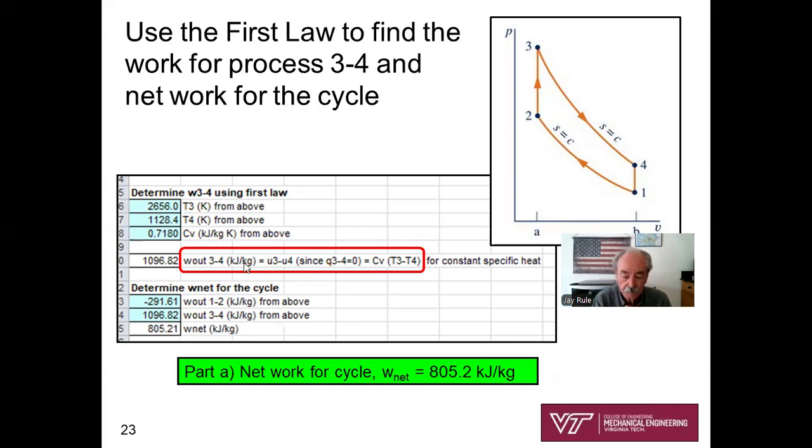Getting very close to being finished with this problem. I've got both of my work terms. I add them together to get 805 kilojoules per kilogram. One thing I didn't point out on the air standard solution was the visualization of W net. So the visualization is the area enclosed within this PV diagram cycle of the Otto cycle. There it is. So there's a visualization of W net. Okay. So we've got part A, 805.2 kilojoules per kilogram.